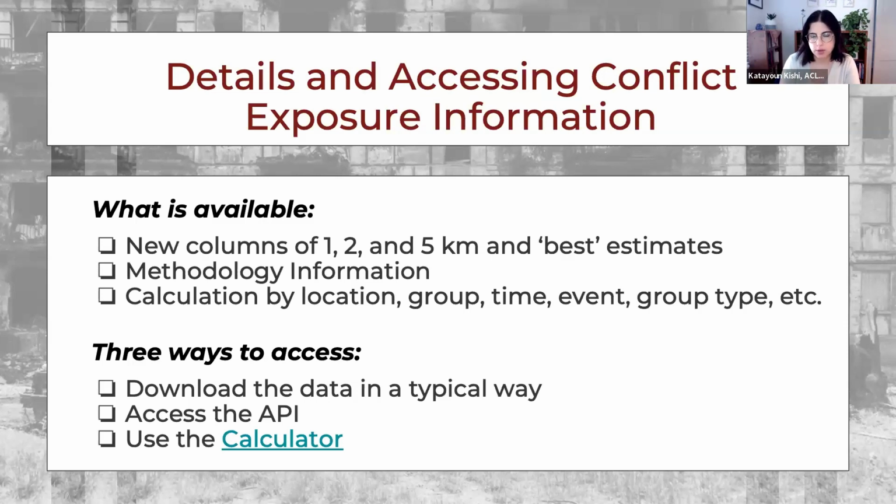And then we have a best estimate, which is our way of streamlining this information for you, to give you a sense of what we think is the most appropriate population estimate to use for each of the different kinds of events. So here we're taking into account the type of event it is or the intensity of the event, and then estimating whether the 1, the 2, or the 5 kilometer buffer is most appropriate.